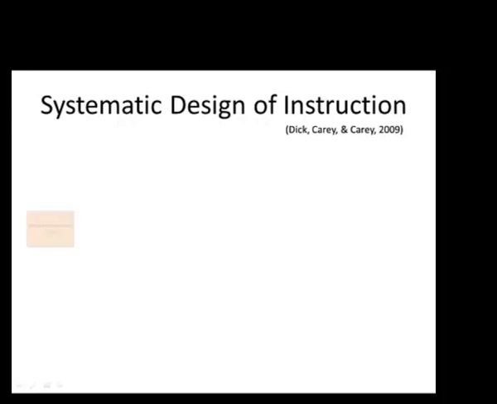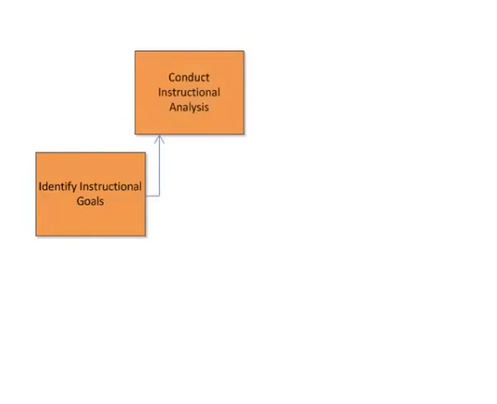The first step is to identify instructional goals. In this step, the instructional designer determines what new information and skills they want the learners to have mastered when they complete the instruction. As soon as these instructional goals have been identified, the next step is to conduct an instructional analysis. In this phase, the goal is to take a look at the sub-skills that are necessary to be able to perform the instructional goals. You really need to break down what each goal is into smaller pieces, smaller steps.